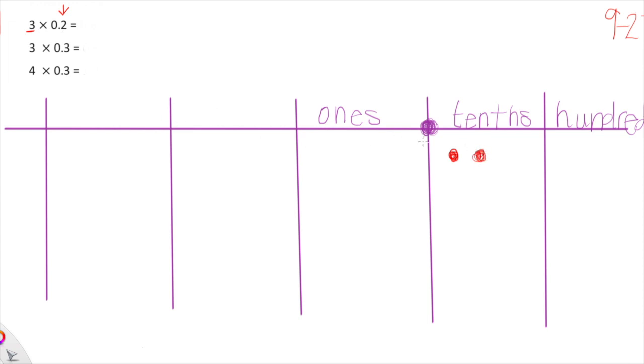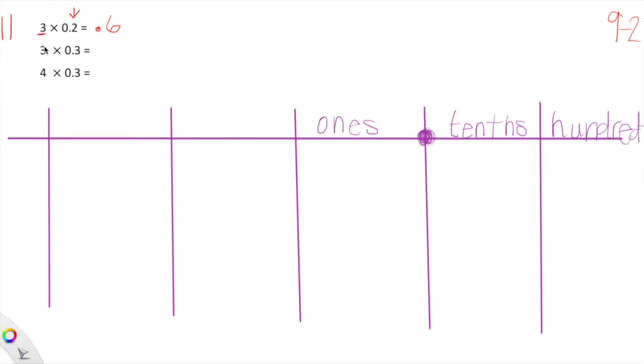So I have 2/10. I'm going to make 3 copies of 2/10. We need a total of 3 copies of 2/10. Do you guys see how we have 1, 2, 3 copies of 2/10? Pretty straightforward here. So 3 times 2/10, or 3 copies of 2/10, is going to be 6/10, because you can count 1, 2, 3, 4, 5, 6/10 there. Pretty cool, huh?